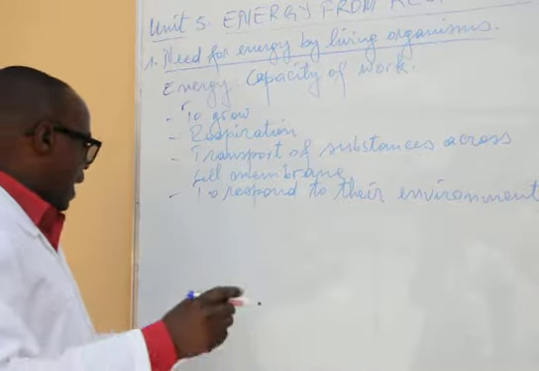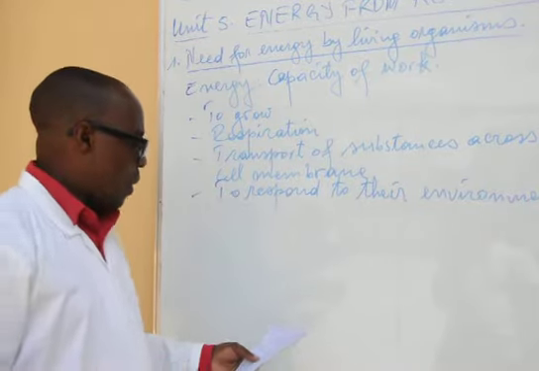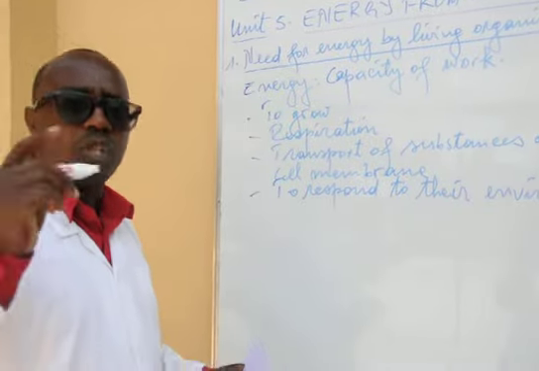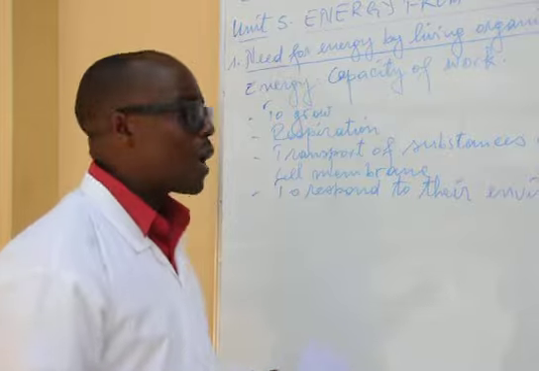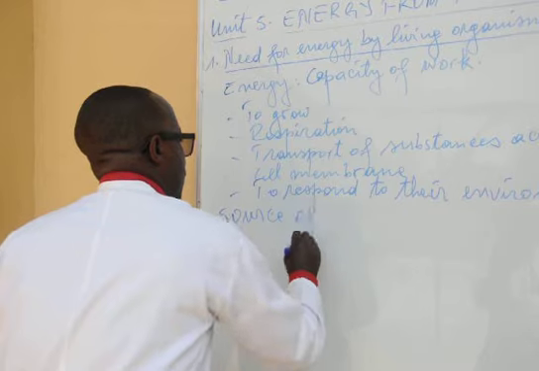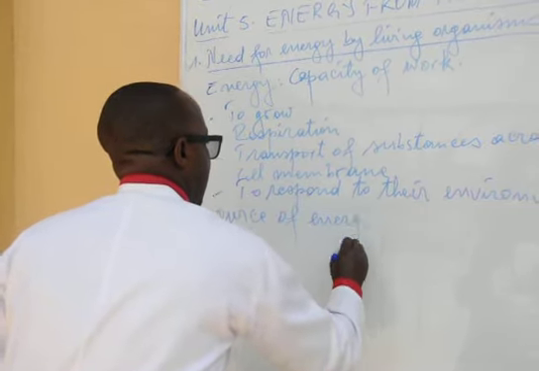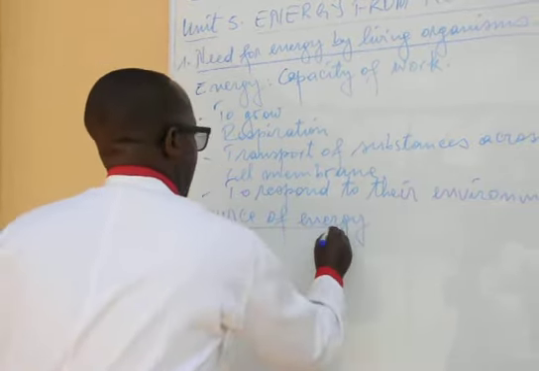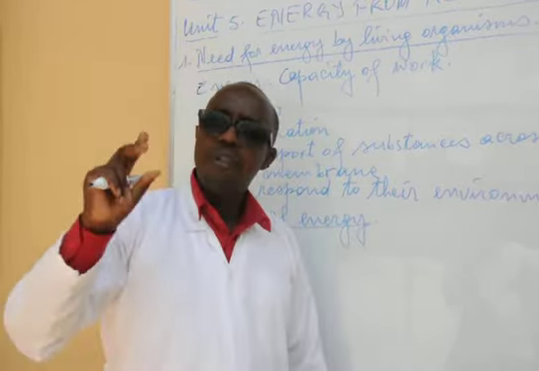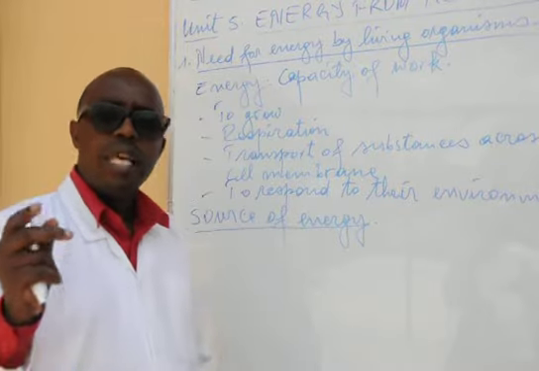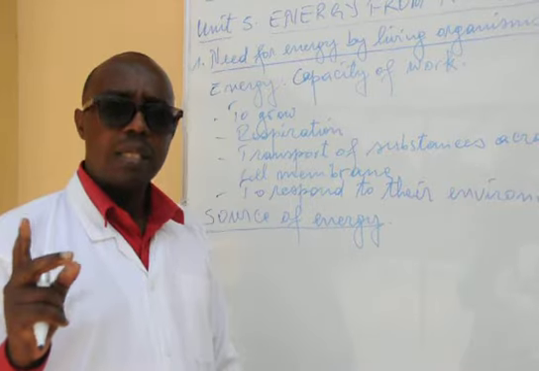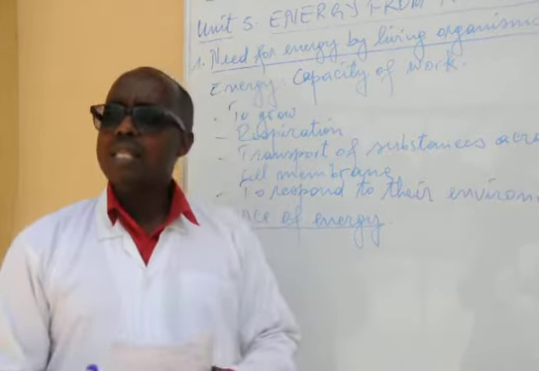And now we can ask ourselves the source of that energy, the source of energy the living organisms use. Because we have two types of living organisms, autotrophic organisms and heterotrophic organisms, and the source of energy is different.